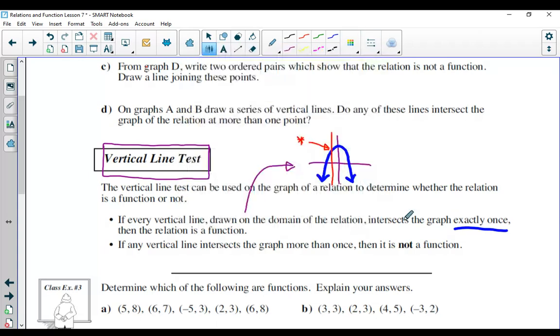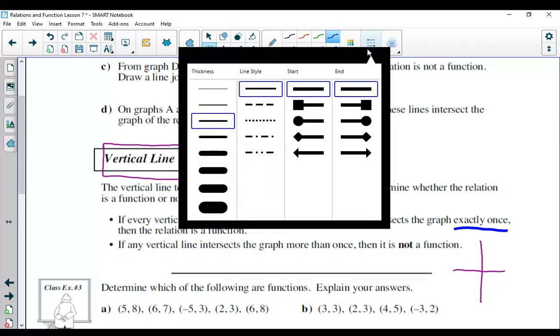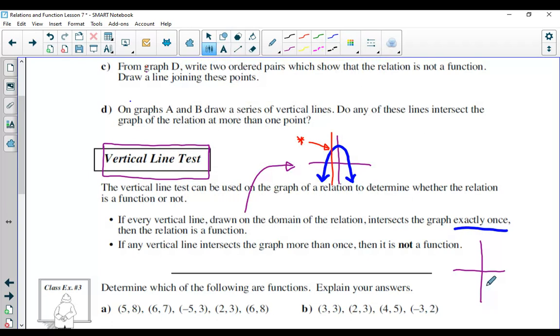Now, let's take a different type of graph. So let's go to my XY plane and let's do a curve this time around that looks something like this.